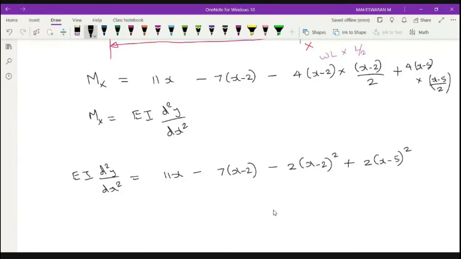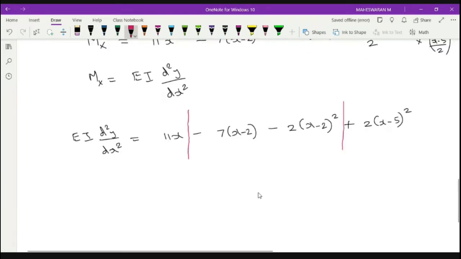Now we have to put the Macaulay's line. Where to put Macaulay's line? Wherever you have a change in distances. So first one, x, and this is x minus 2, which means I have to put a line here. Next, this is also x minus 2, so this is single. Then this is x minus 5. There is a change here, so I have to put a line here. There are two Macaulay's lines here. Any doubt in this? No, sir.